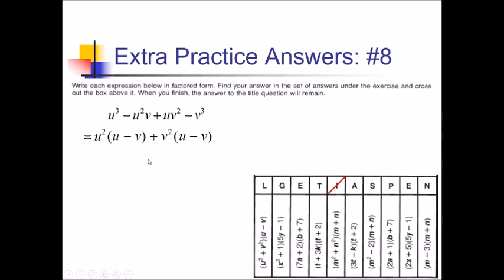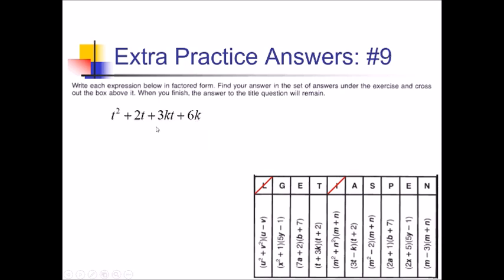So u minus v, that's my common factor. And then u squared plus v squared is the one that goes next to it. So this one was actually pretty similar to the last problem, just different letters. So that ends up giving us, it looks like this L is the match, so let's cross that off.